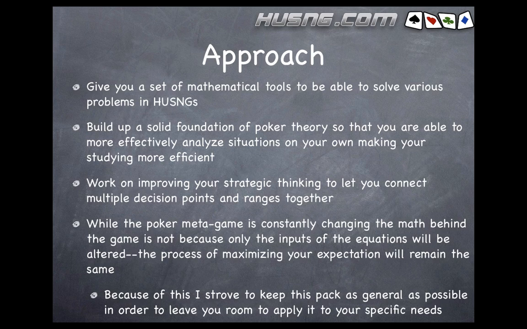I want to let you connect multiple decision points and ranges together. I want you to be able to think about multi-street bluffing, think about how villains' ranges should be adapted to based on small samples, and how we can be crafting exploitative strategies.